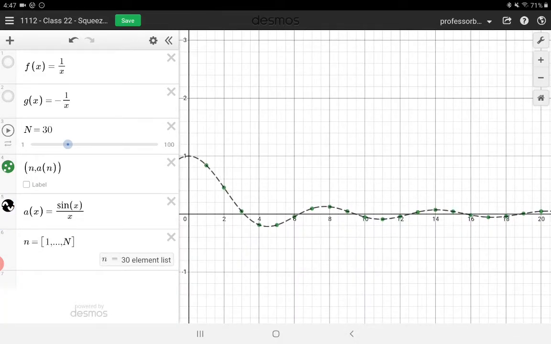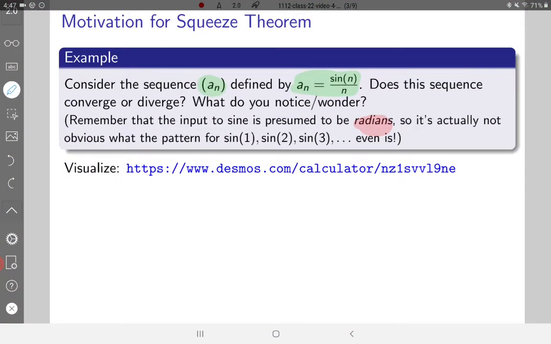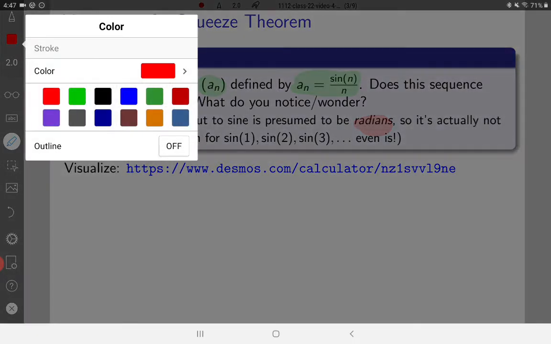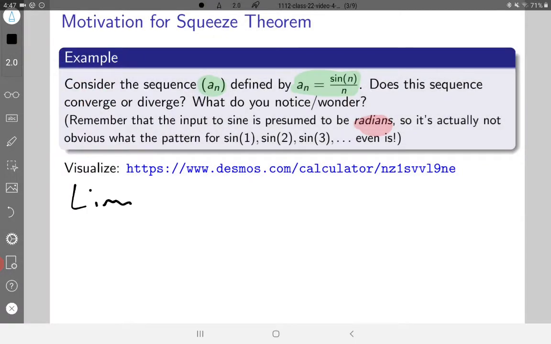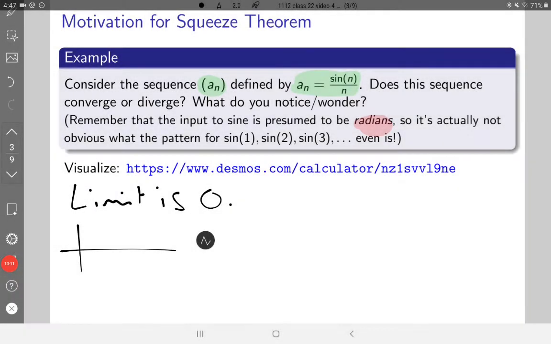And so you might be able to make a guess, a prediction from here, that these dots, these green dots, the terms of the sequence, they're going down to 0. And in fact, that is true. The limit of this sequence is 0. Here's one way to realize that.